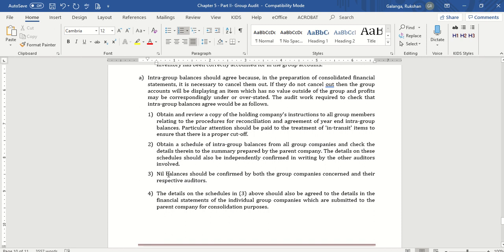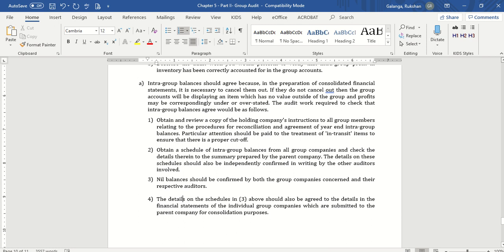Right? Nil balances should be confirmed by both group companies concerned and their respective auditors. If there's any zero balance, that also you need to confirm. The details in the schedule above should also be agreed to the details in the financial statements of the individual group companies which are submitted to the parent company for consolidation purposes. So you want to technically check whether the balances are in agreement.